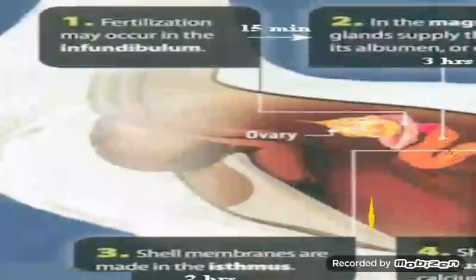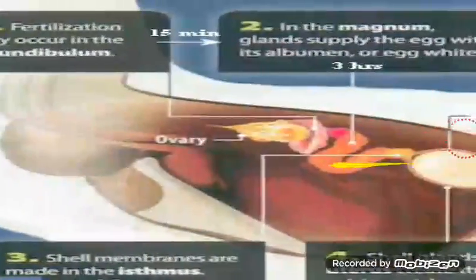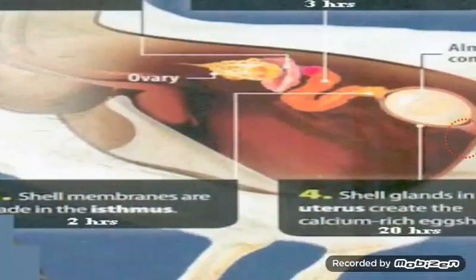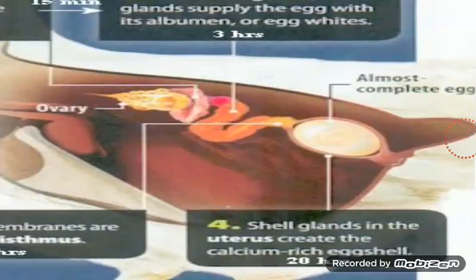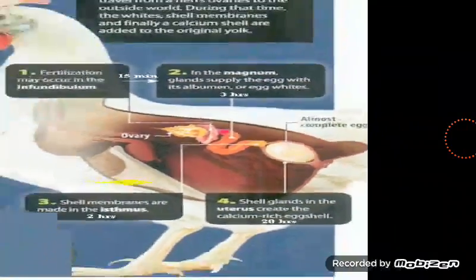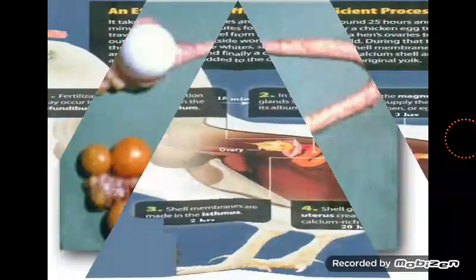So let me start again. It moves from the infundibulum to the magnum, from the magnum to the ischium, from the ischium to the uterus, where the shell is being added to the egg. You see that here, almost complete egg. All right. Then you will see this better now.